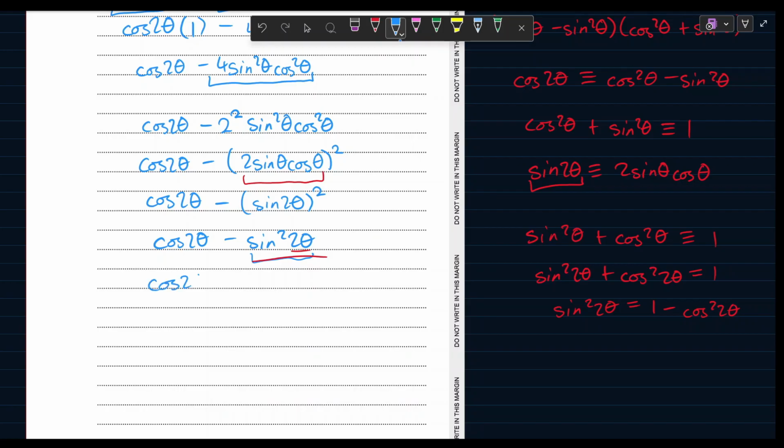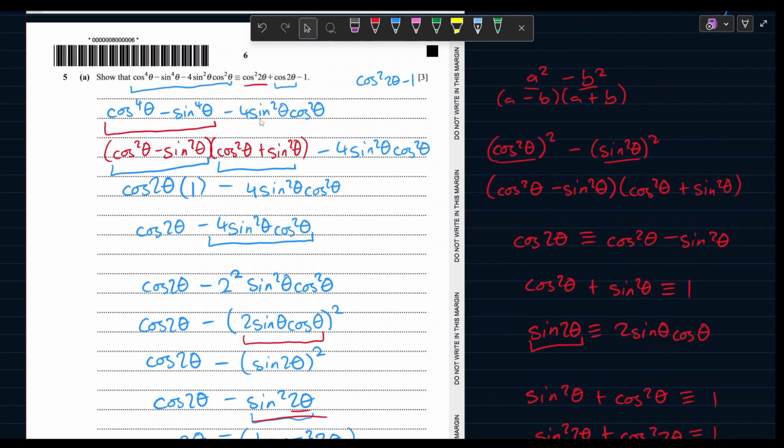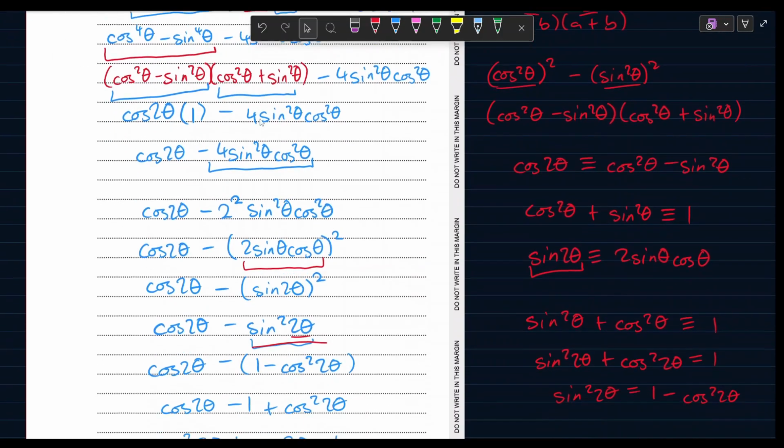So that's cos 2 theta minus, and then in brackets we've got our 1 minus cos squared 2 theta, which gives us cos 2 theta minus 1 plus cos squared 2 theta. I believe if we write it in order, that's what they want. Cos squared 2 theta plus cos 2 theta minus 1. Yes, cos squared 2 theta plus cos 2 theta minus 1.